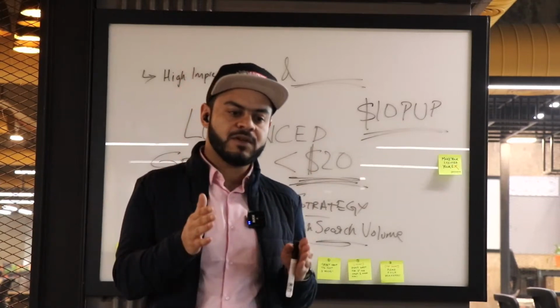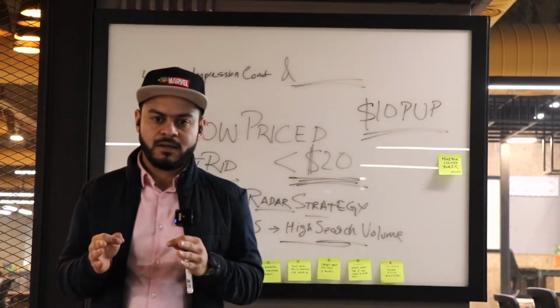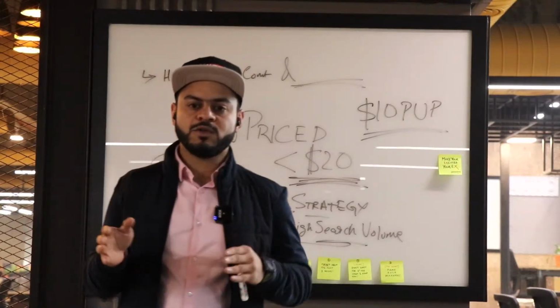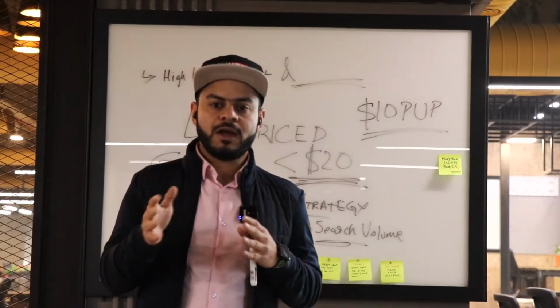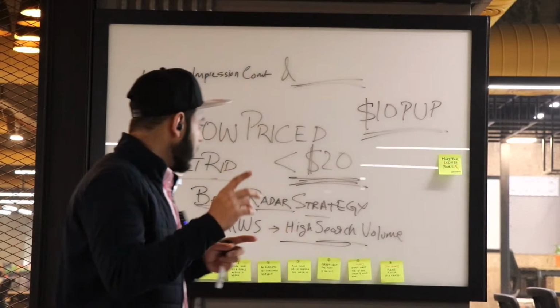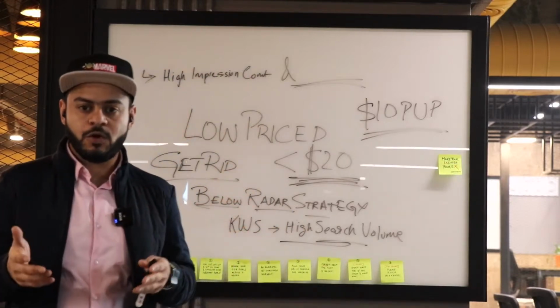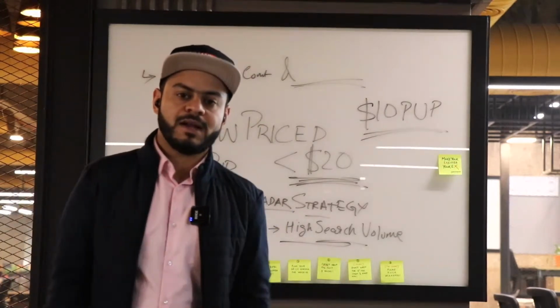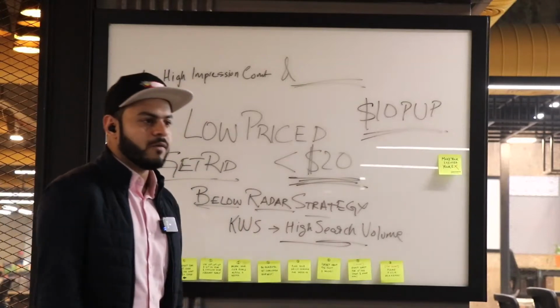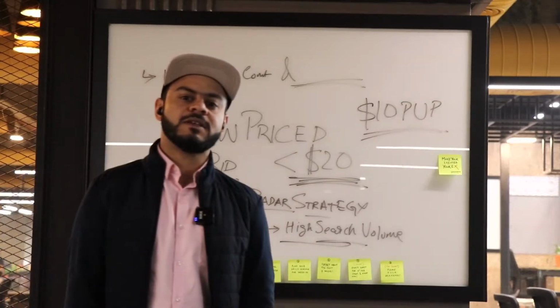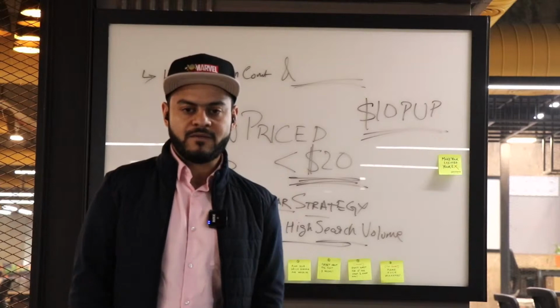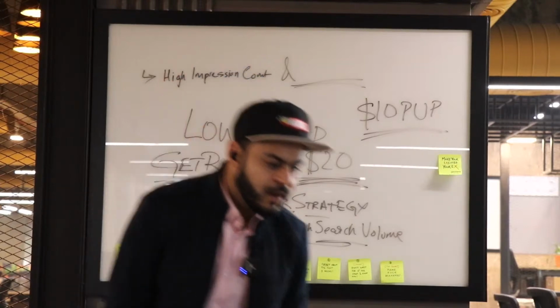What is the average cost per click? What is the average dollar amount that you spend when you try to get clicks for your ads on Amazon? So that is CPC. Most of the people usually have their CPC around $1 on average, which is very, very high.